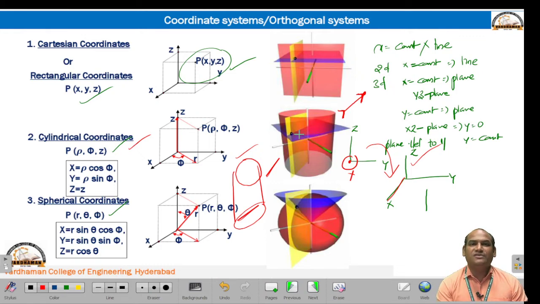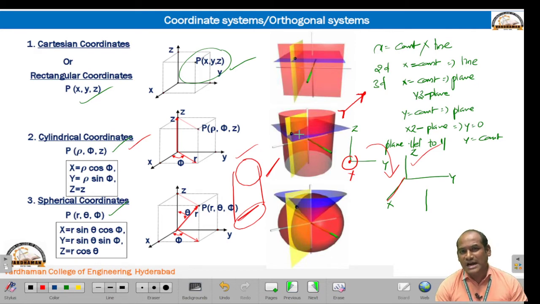When you fix z value, rho value should change and phi value should change. Rho and phi will take all the values when z is constant. When phi is constant, rho and z will take all the values. So, phi is equal to constant means in 3D it is not a line.